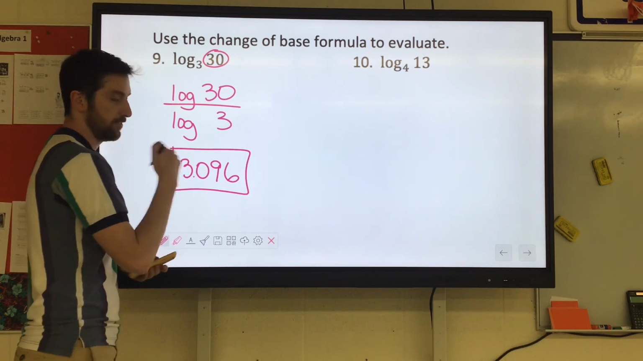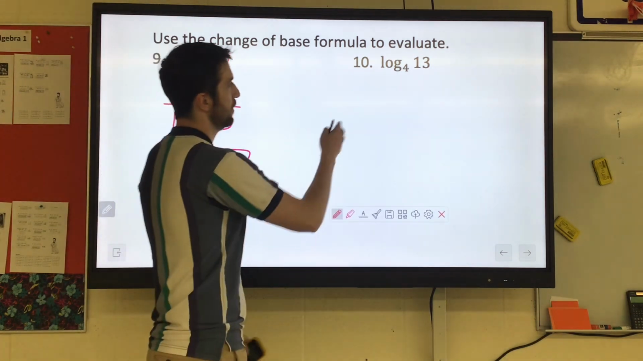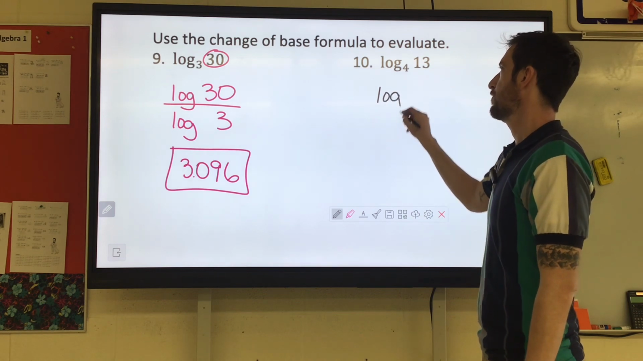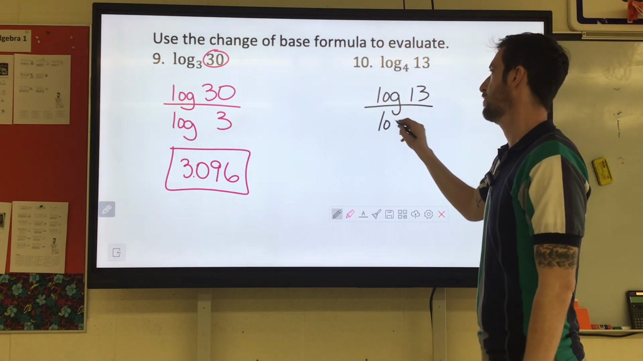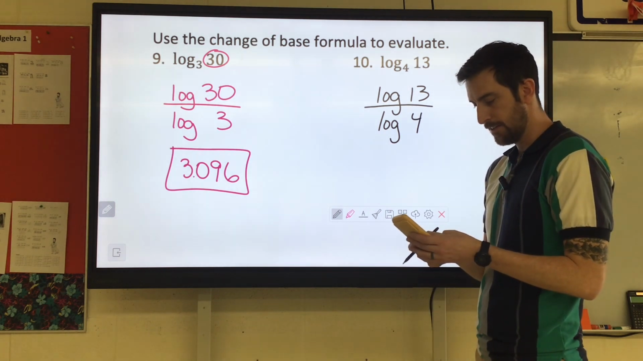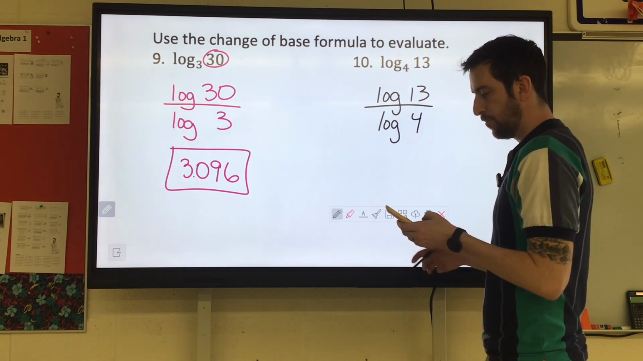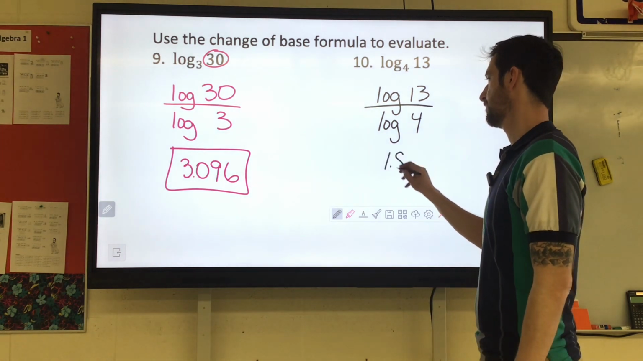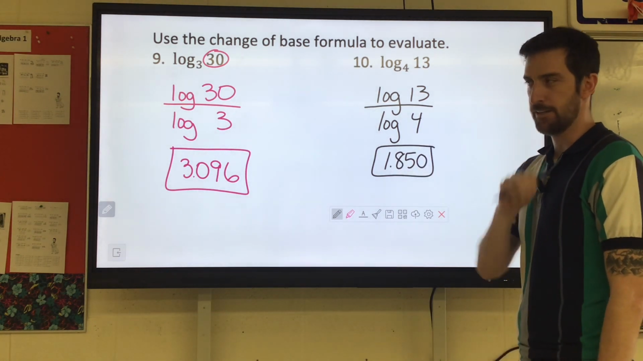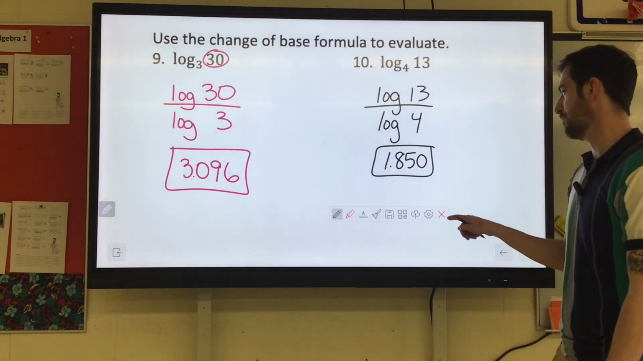Which again, makes sense because 3 to the 3rd power is 27. This is just a little bit above that. So here, you can't get 4 in the 13, so we just say log of 13 over log of 4. You do that in your calculator. Log 13 divided by log 4. And I got 1.850. Usually they have you round it off to the 3rd decimal spot there. So I know that's 1.85, but we're going to go to that 1000th spot.